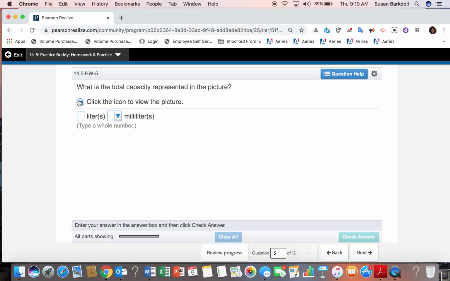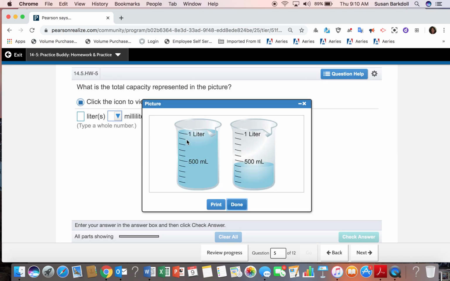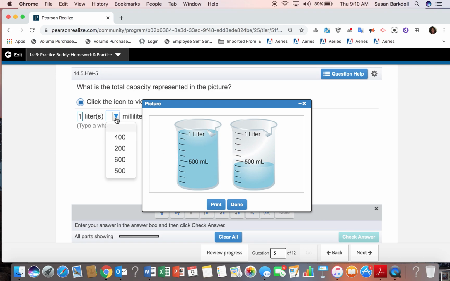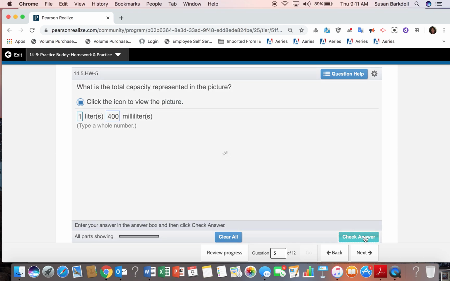Click on the icon. That means push this little button here. I have 1 complete liter, so I'm going to put the answer 1 here. I look here and I see it's not quite up to the 500, so let's see what our choices are. 200, that's too small. 400 seems to be the best answer. 500 is right here, and 600 would be above the 500 milliliter sign.